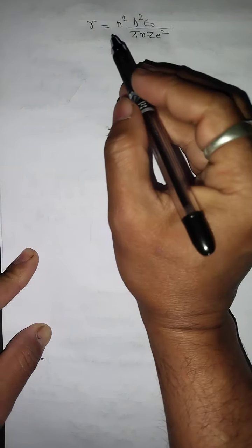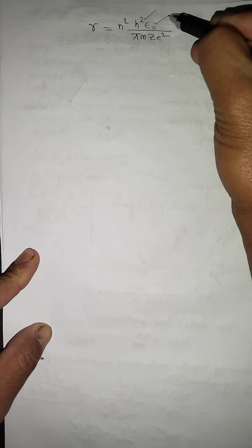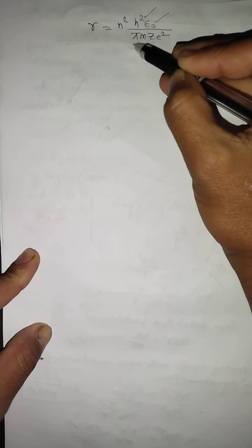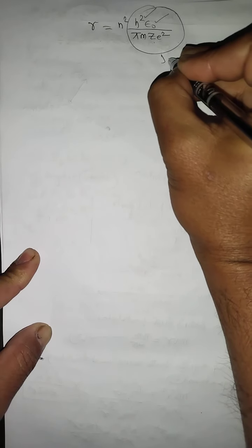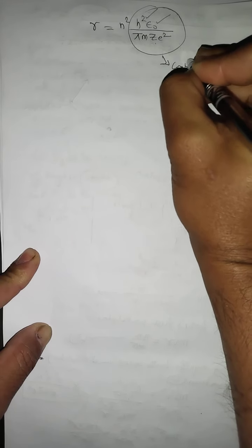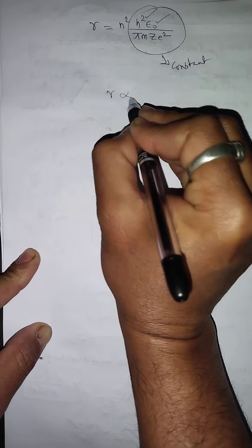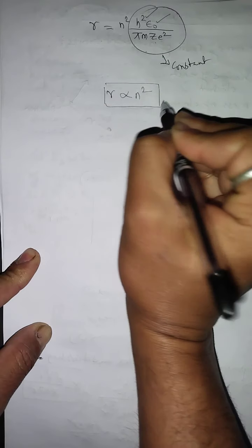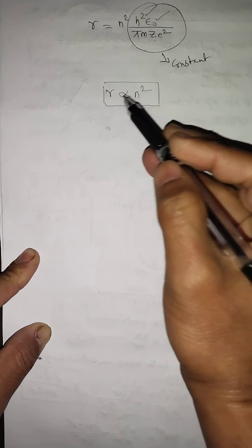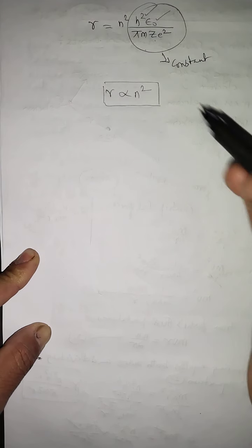But this expression says that for a given atom having the same atomic number, h constant, permittivity of free space also constant, pi m z e, everything remains constant. So this quantity remains constant for a given atom. So if this quantity remains constant, then we can write r is proportional to n square. That means the radius of any of the orbits is directly proportional to the square of the number of the orbit in which the electron revolves.